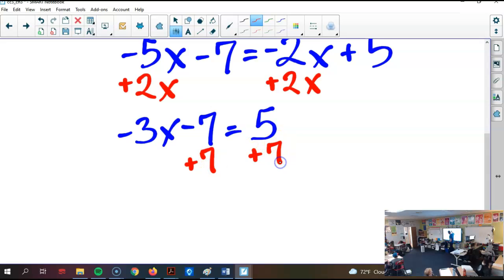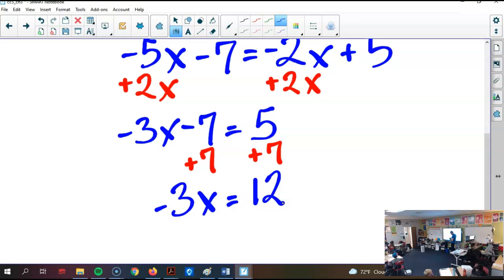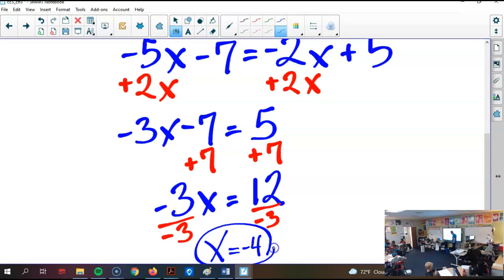Add 7 on both sides. Getting a negative 3x equals 12. And then anybody, what do we do now? Divide by negative 3. Careful, you get a negative answer here. X is negative 4. Yeah, make sure you got a negative 4 there.